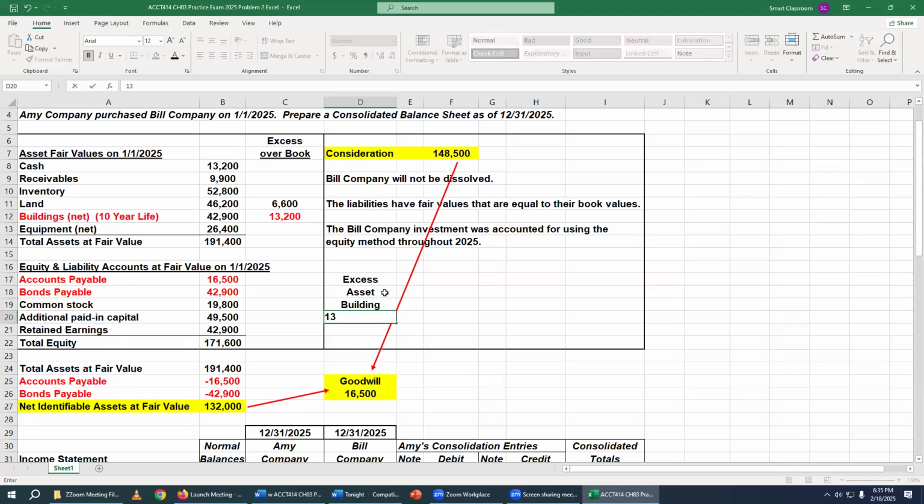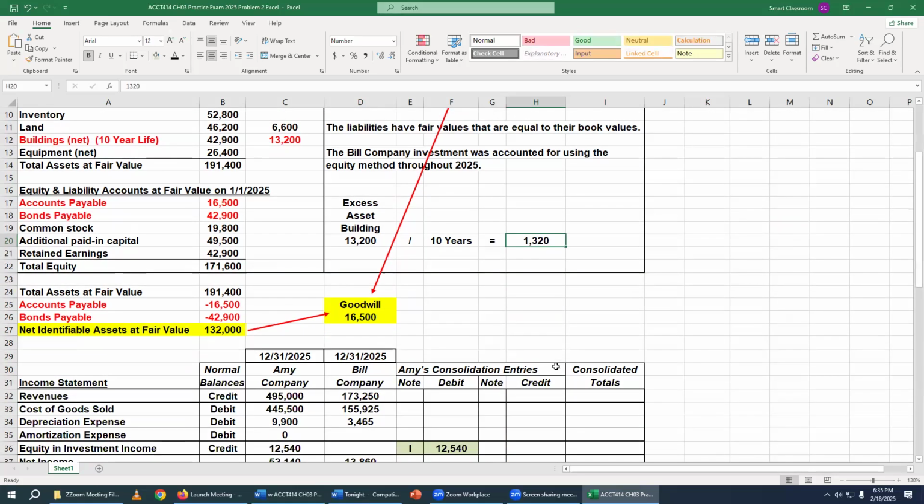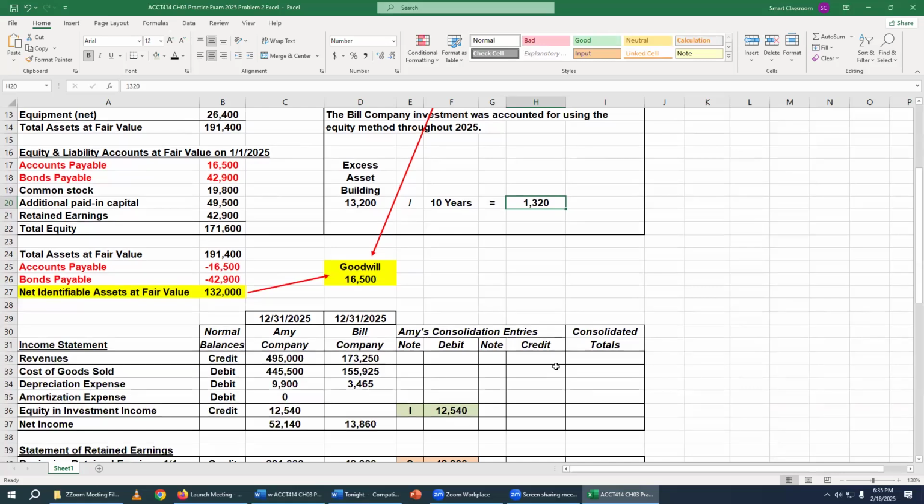$15,200. I did buy 10 years equals 1520. Okay, so this is what we're gonna plug in for our expenses. Now, you recall back here, why is this 1240?